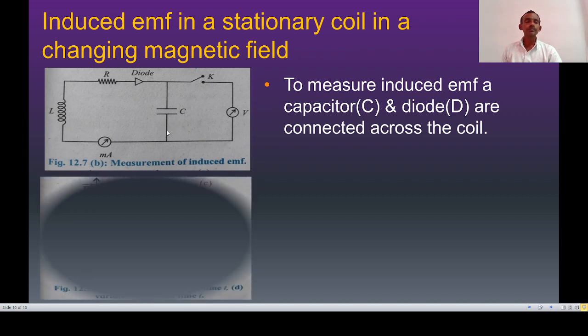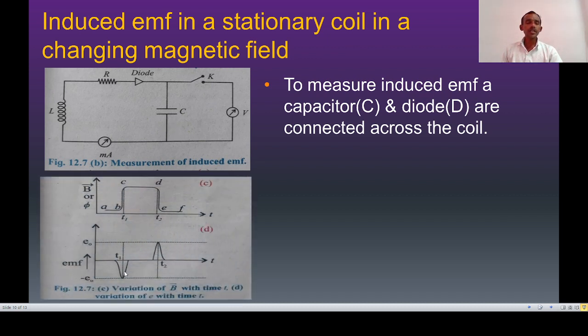Now the induced EMF changes its direction two times in oscillation, per revolution, because when the magnet is starting going inside the coil, at that time there will be an increase in the magnetic flux. Due to this, EMF will be induced, but we can take it as negative, because phi is increasing, EMF will be negative.